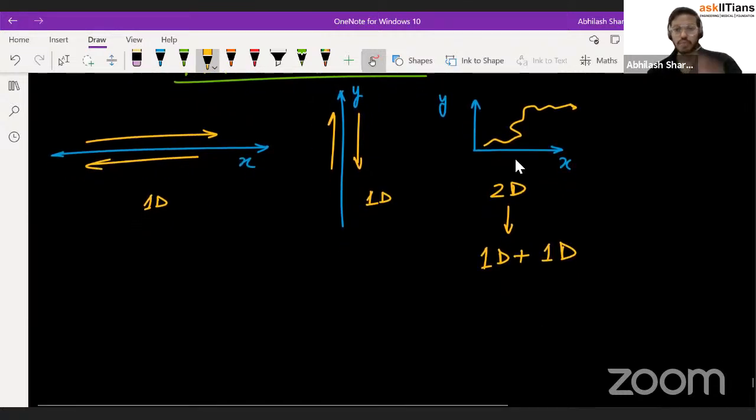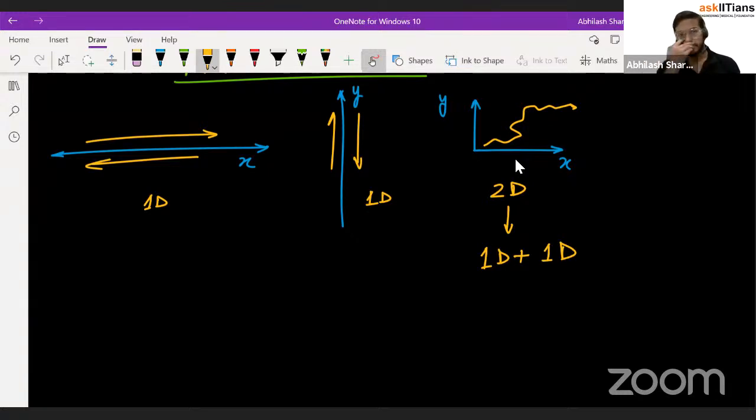Now, the question is, how can we break it? If we break it into two parts, what will be the connecting factor? After all, the entire motion is happening together, not separately. So what is the connecting factor? You will realize we'll break everything. We'll break velocities, final velocities, displacement, accelerations. Everything will be broken into two parts, x and y. There is only one thing we cannot break into dimensions. Can you guys guess? What is that quantity which cannot have dimensions of x and y?